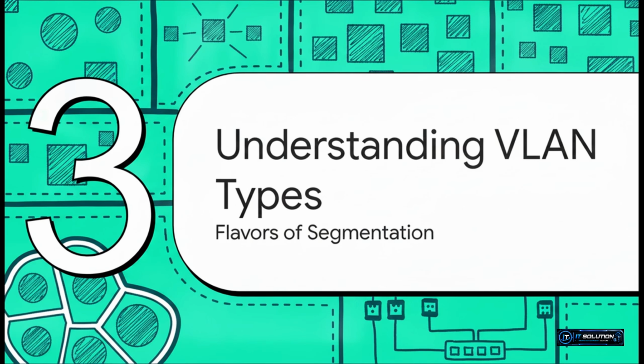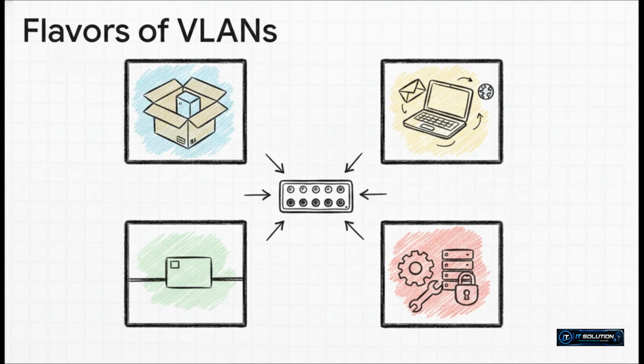Let's look at understanding VLAN types, or as I like to call it, the flavors of segmentation. So we basically have 4 main flavors to configure. Now, while VLAN 1 is the default right out of the box, best practice tells us we absolutely need to assign data, native, and management tasks to other dedicated VLANs. First up is that default VLAN, VLAN 1. Every single port on a brand new Cisco switch sits here. You can't rename it, and you definitely can't delete it.